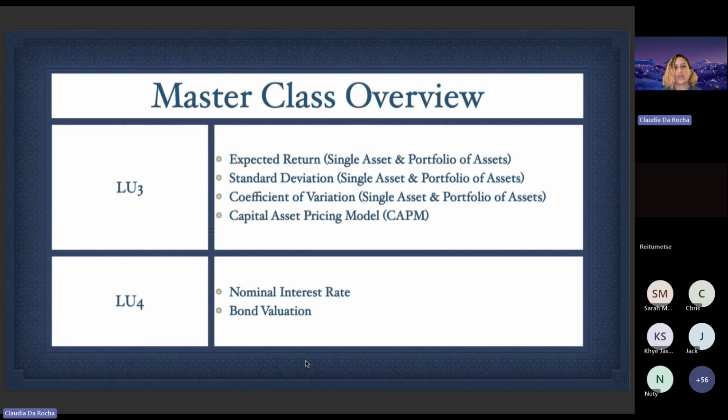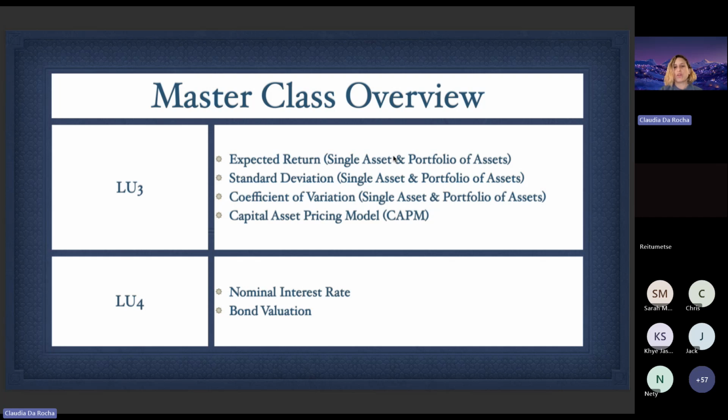So in terms of learning unit 3, there really are 4 main, I would say, calculation-based topics that you need to know. The first one is expected returns. You need to be able to calculate and interpret returns for both single assets and portfolio of assets. Single asset meaning only a project or a share or a company. Portfolio of assets meaning more than one share, more than one project, more than one company. We then have standard deviation, which is a measurement of risk for both single asset and portfolio of assets. You need to be able to do it for both.